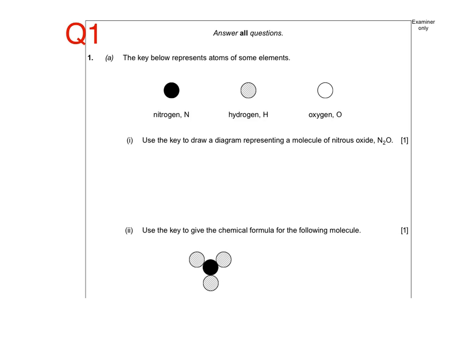This question is similar to the particle diagrams we used for the conservation of mass. It says use the key below, and here's the key. Each of these circles represents these different atoms, and you have to try and imagine what a molecule would look like if it's composed of these atoms.